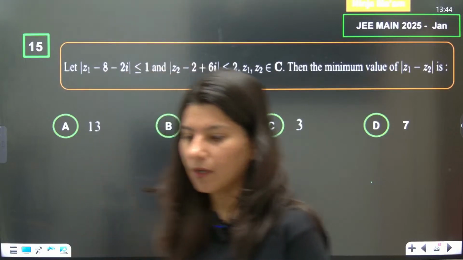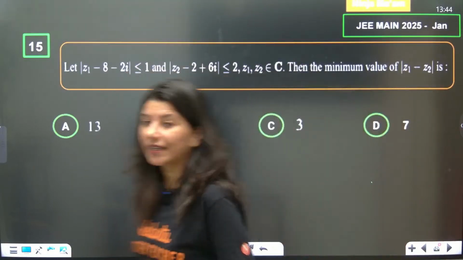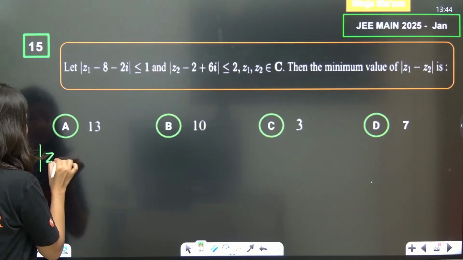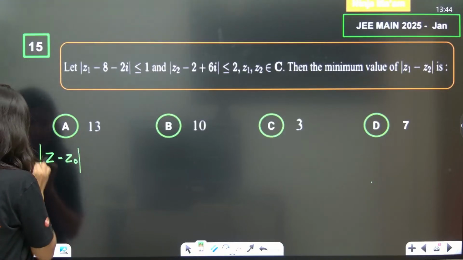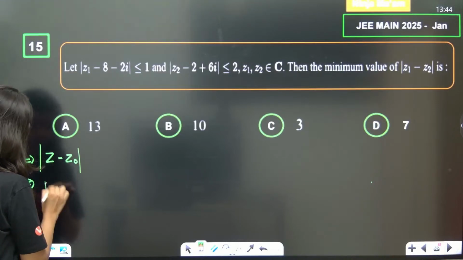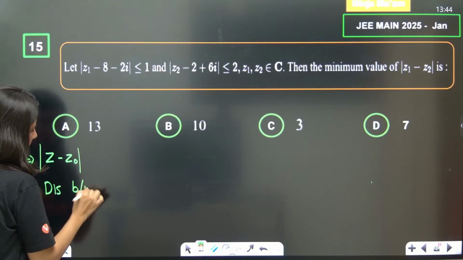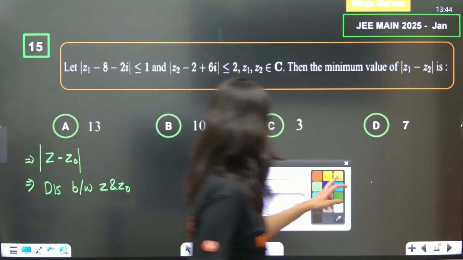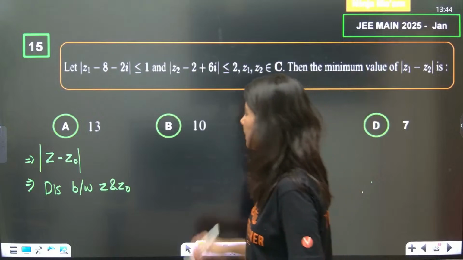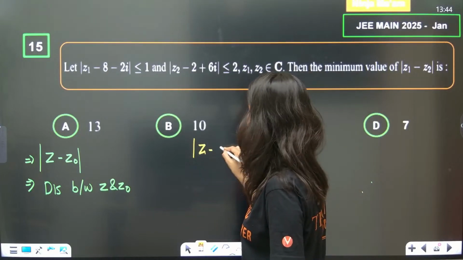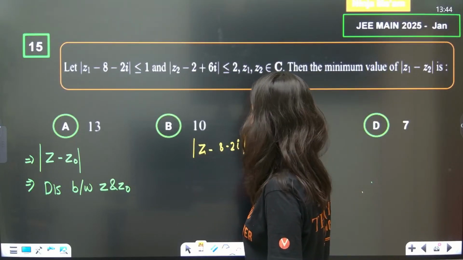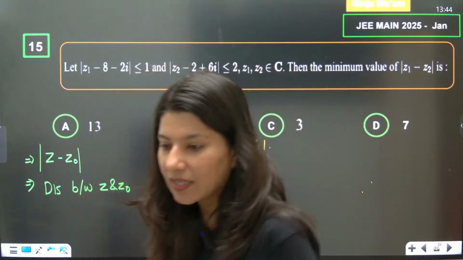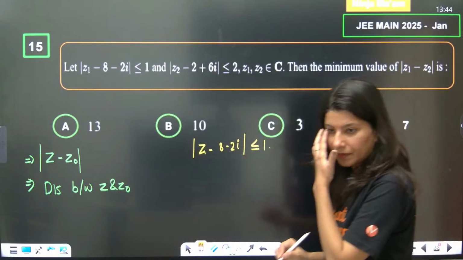Yes. Okay. So now, again, next question is from complex numbers. Do you know what is the meaning of mod of z minus z naught? This is nothing but purely distance between z and z naught. Distance between z and z naught. Okay. So over here, mod of z1 minus 8 minus 2 iota is less than or equal to 1.